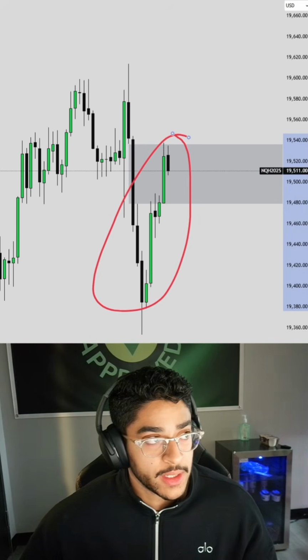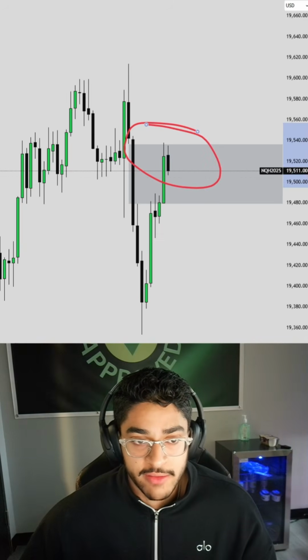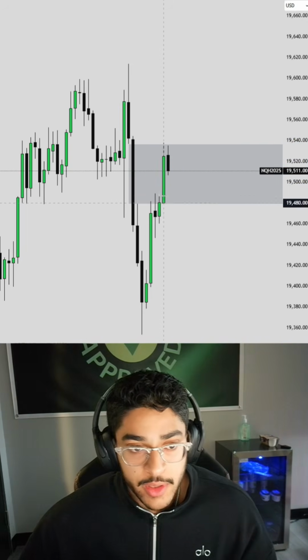Coming back to this example, we can see that the market did form a slight bullish trend, but so far we're rejecting this upper bearish FVG. So a bearish PD array is holding. We just need to see if this will push us back down. How do we know if the market's going to reverse?